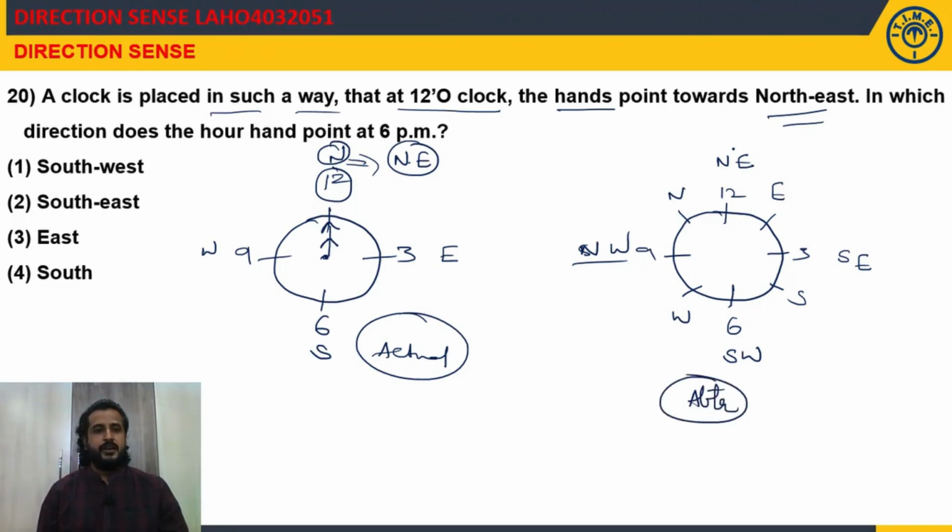But what is the question asked? In which direction does our hand point at 6 p.m.? So at 6 p.m., the our hand will be here and the minute hand will be towards 12. It is our hand and it is minute hand. So our hand at 6 o'clock, generally the our hand will be at south. Okay, but as per the change directions, it is what? Southwest. Actually south, but as per the change direction, it is southwest. So which option? Choice 1. So my answer is choice 1.